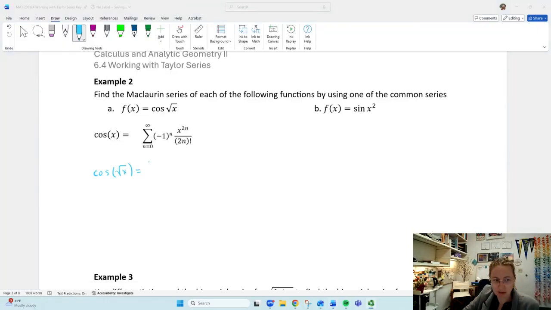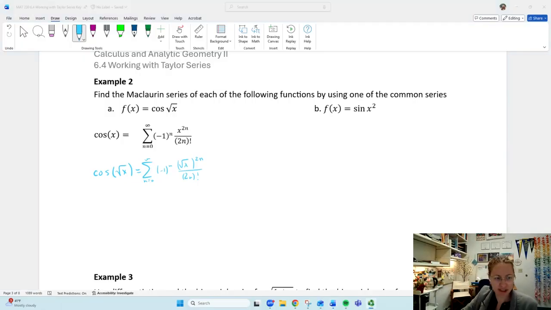I just grabbed my equation from up above for just regular cosine, and I'm just going to be plugging in square root of x wherever I see an x here. So I'm going to have my summation from 0 to infinity. It's still alternating, so negative 1 to the n. And then here is where I'm going to have a square root of x instead of just an x raised to the 2n all over 2n factorial. This is another reason why cosine is considered an even function, because it has all even terms when we write it as a Taylor series.